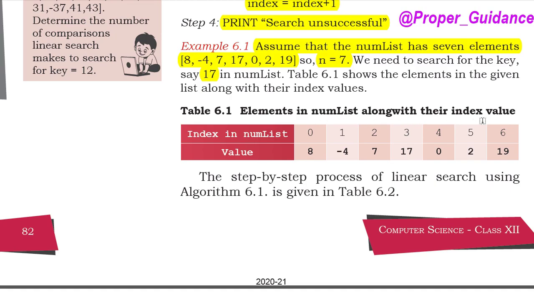Elements in num list along with their index value. Now, index in num list will start from 0, and with 7 elements the list index will go from 0 to 6: 0, 1, 2, 3, 4, 5 and 6, and all the elements are the values. For index 0, the value will be 8. For index number 1, value will be -4. For index number 2, value will be 7. Index number 3, value will be 17. For 4, 0, for 5, 2. For index 6, the value will be 19.